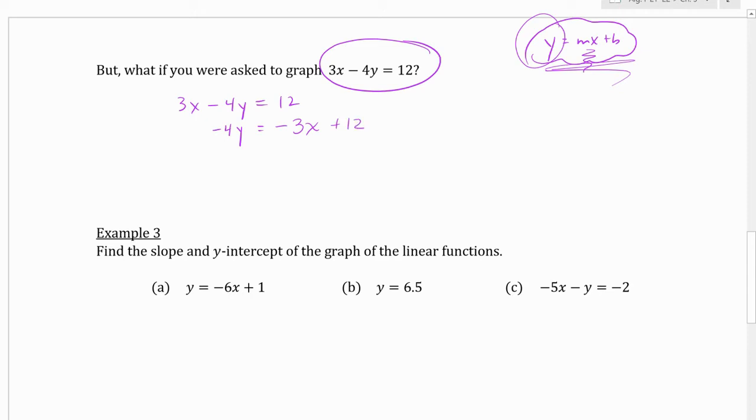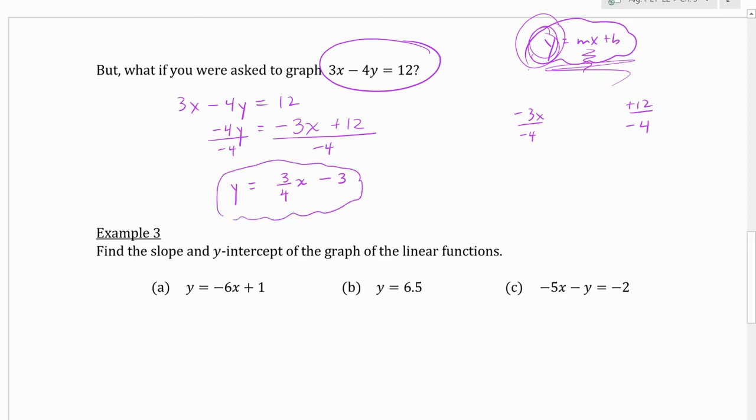Now what we're doing then, to get y completely by itself, y is getting multiplied by negative 4. So I'm going to divide both sides by negative 4. Now here's the thing though, every term in here is getting divided by negative 4. That negative 3x is getting divided by negative 4, and a negative divided by negative is a positive. And that positive 12 is getting divided by negative 4. 12 divided by negative 4 is negative 3.